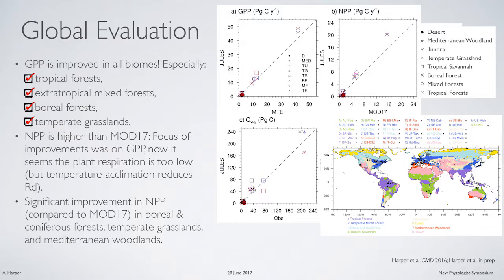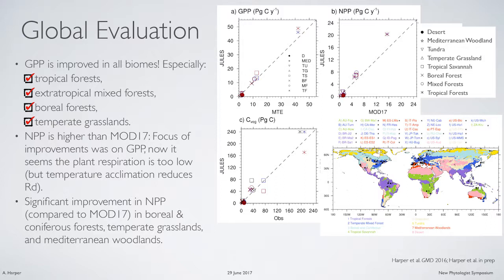So then we did some global evaluation. In those previous runs, we told the model what kind of vegetation should be at each site. The next step was to let the model run and predict global vegetation distributions. And then these are the GPP, NPP, and carbon in vegetation stored in these runs with the dynamic vegetation turned on. And these are separated into biomes. The biome map is shown on the bottom right.